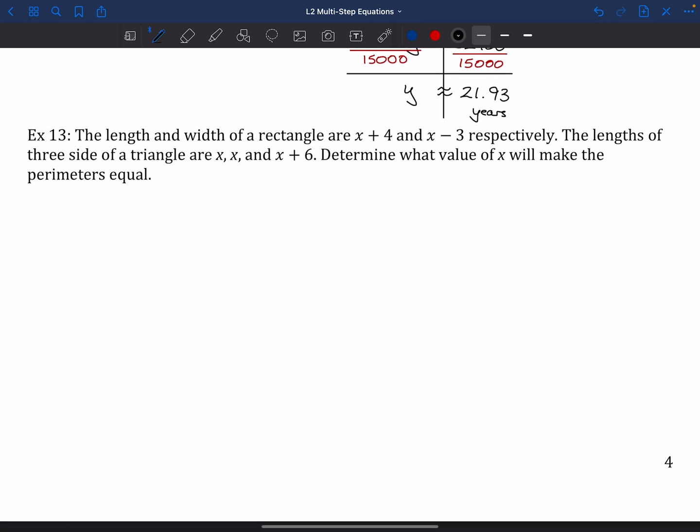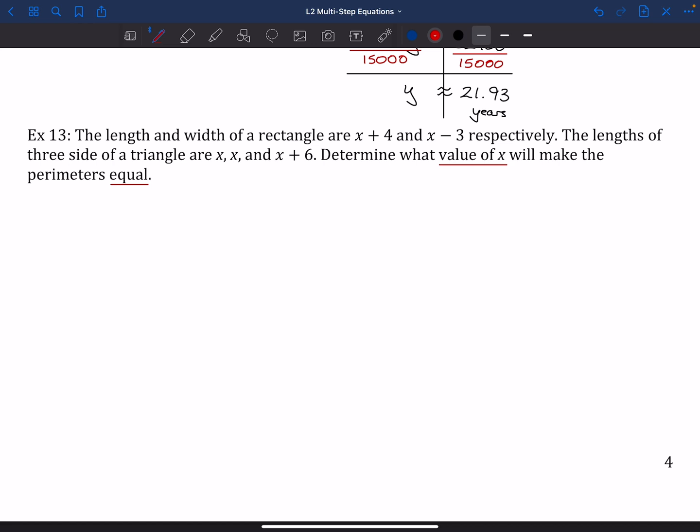So one of the other ways that you might have problems set up is that they might have a little bit of geometry mixed in with them. Right? So on this one, we're saying that the length and width of a rectangle are x plus 4 and x minus 3 respectively. The lengths of 3 sides of a triangle are x, x, and x plus 6. We want to figure out what value of x, right? That's what they're asking us to find, will make the perimeters equal to each other, right?